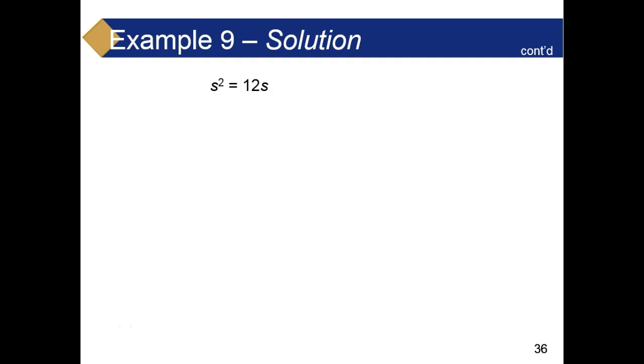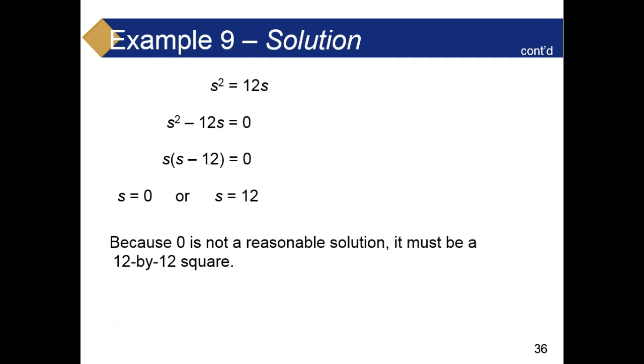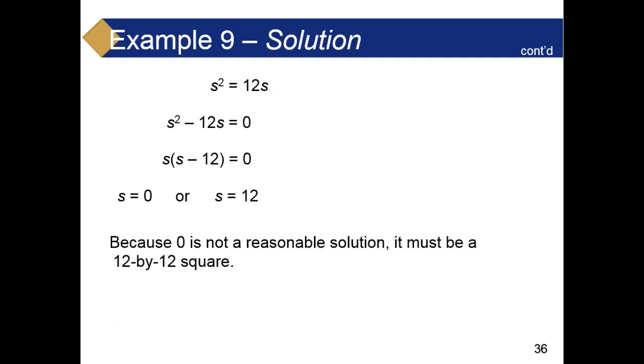S squared is equal to 12S. Subtract 12S from both sides and factor it: S times S minus 12 is equal to 0. So either S equals 0 or S equals 12. Well, S equals 0 is not a reasonable solution because it's not a square at all. There's nothing there, no length. So it must be a 12 by 12 square. Obvious. That must be your solution.